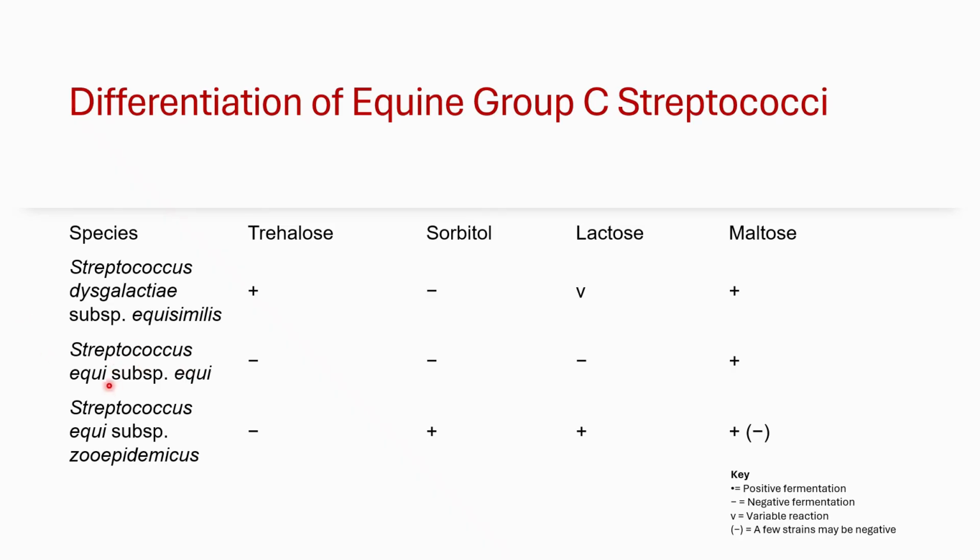Next is Streptococcus equi subspecies equi. It does not ferment trehalose, sorbitol and lactose, but it ferments maltose. So in the case of equi, it ferments maltose. And the last one is Streptococcus equi subspecies zooepidemicus, which ferments sorbitol, lactose and also maltose, but a few strains may show a negative reaction for maltose. These biochemical reactions are important for distinguishing closely related group C streptococci isolated from the host in the diagnostic laboratory. So we can distinguish the equine group C streptococci with the help of different carbohydrate fermentation tests.